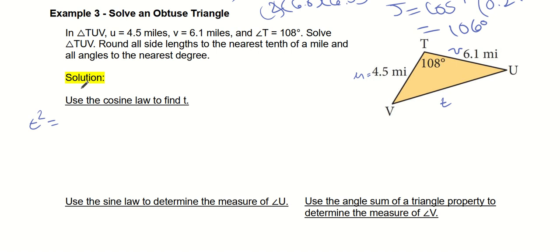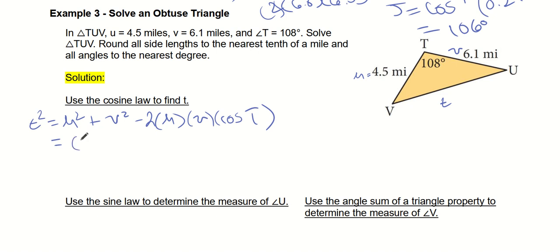u squared plus small v squared minus 2, then brackets, u, and then v and cos capital T. There we go. Let's drop those numbers in and then we'll square it to find the final answer.